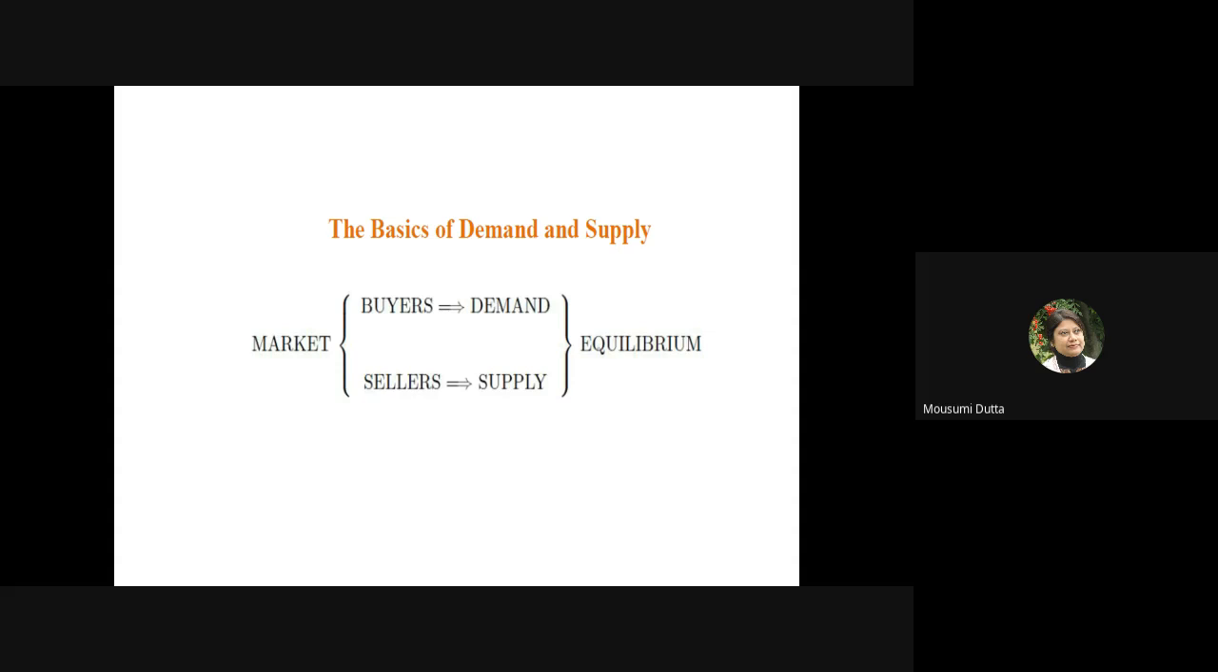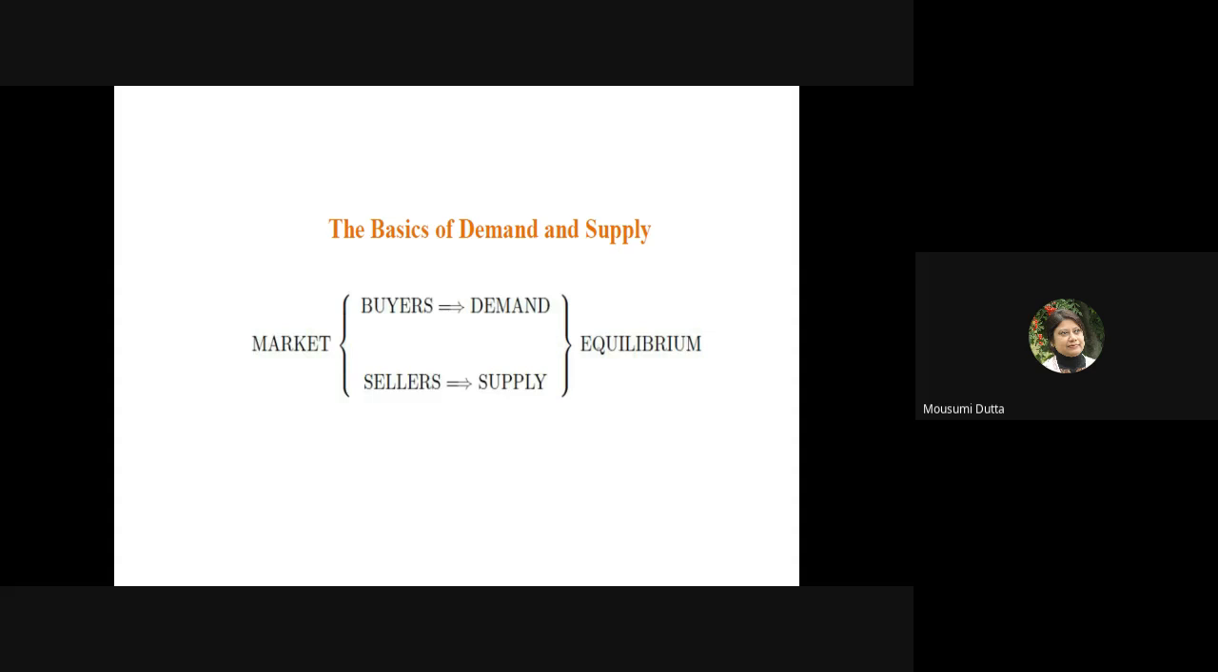We are starting with the market, because the market is the institution where both the demanders and the suppliers come and interact with each other. In the market there will be two agents: buyers, whom we call demanders, from whom we get the demand for the commodity or the service, and another group whom we call sellers, and sellers will supply something.